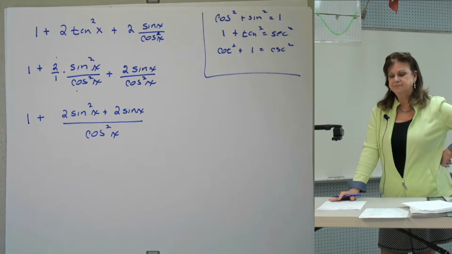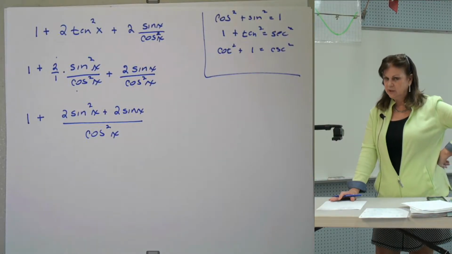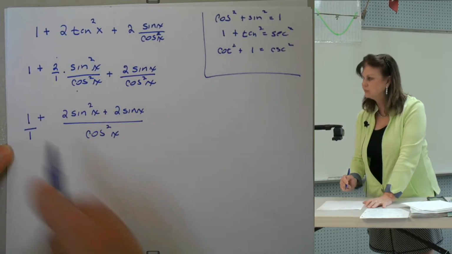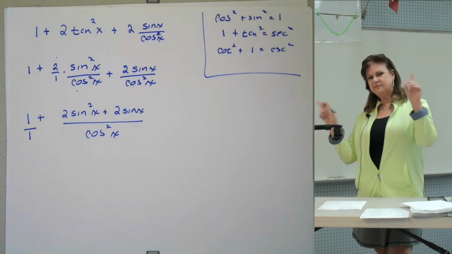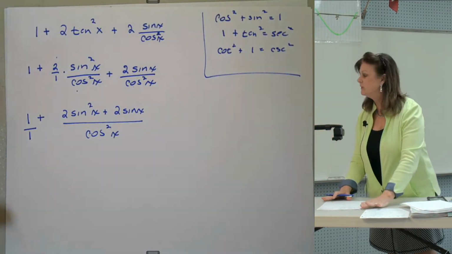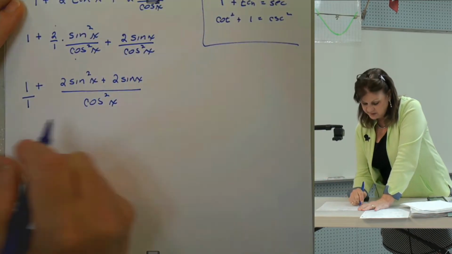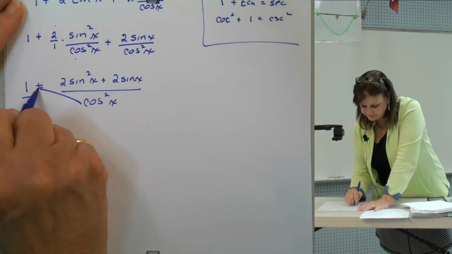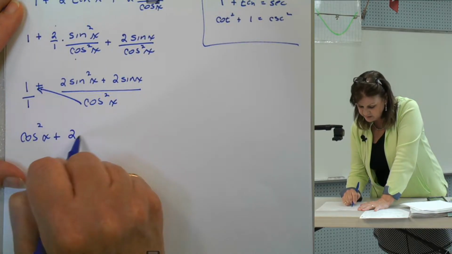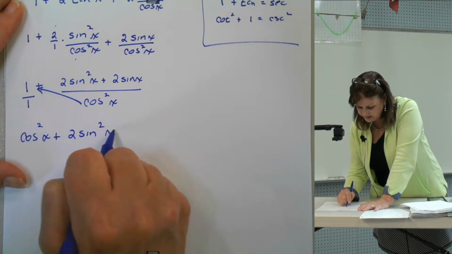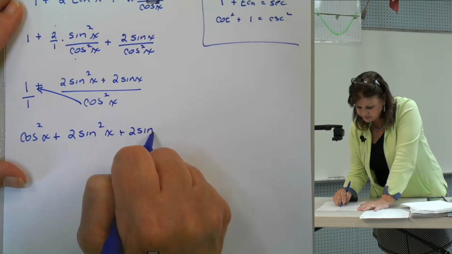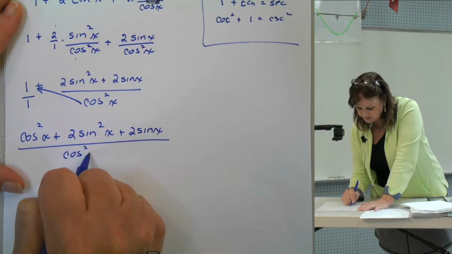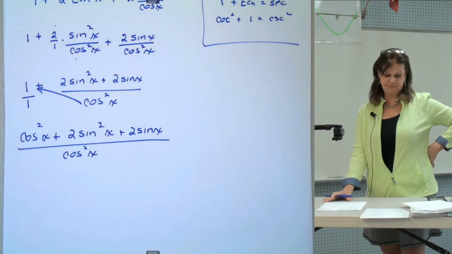All right, we're getting closer, but now we've got this 1, so we're going to do right to left, left to right, denominator, denominator. So now I've got cosine squared x plus 2 sine squared x plus 2 sine x all over cosine squared x.